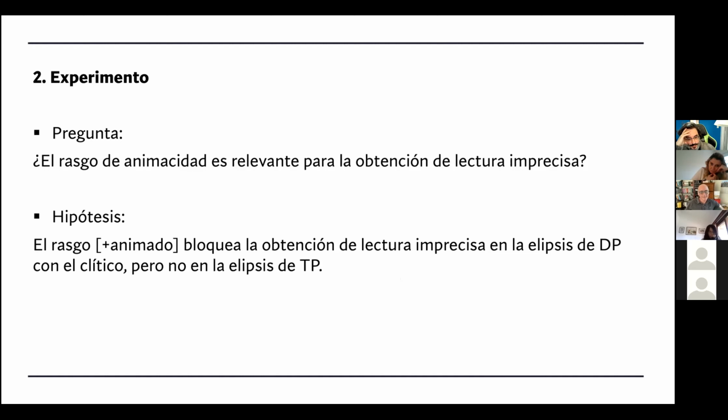Bueno, tomando en cuenta el problema de investigación, la pregunta es, ¿el rasgo de animacidad es relevante para la obtención de lectura imprecisa? Nuestra hipótesis: el rasgo más animado bloquea la obtención de lectura imprecisa en la elipsis de DP con el clítico, pero no en la elipsis de TP.